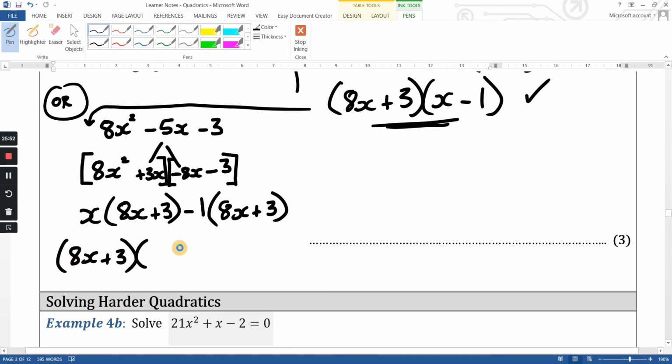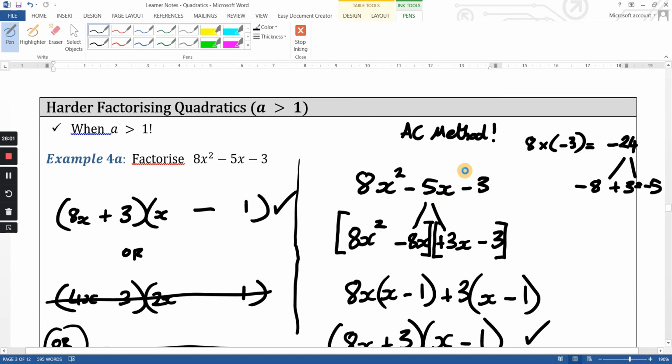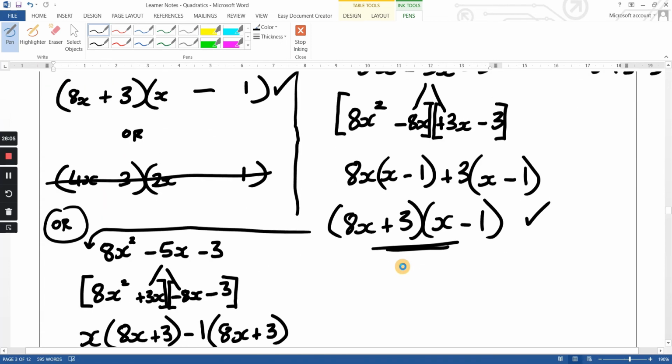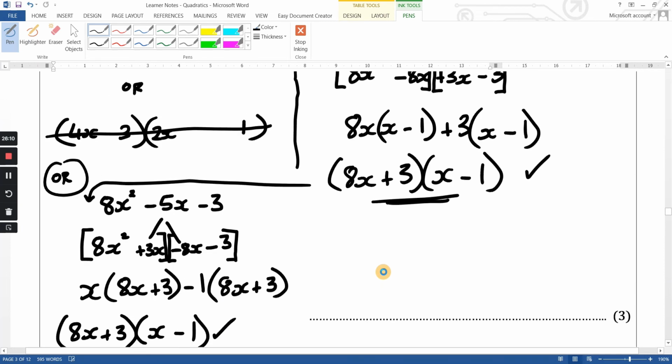And then your second brackets is these two together, so it's x minus 1. We get the same answer. Yeah, so it doesn't make a difference which way you split the minus 5x. You can switch these around. Factorize it, you'll get the same answer.